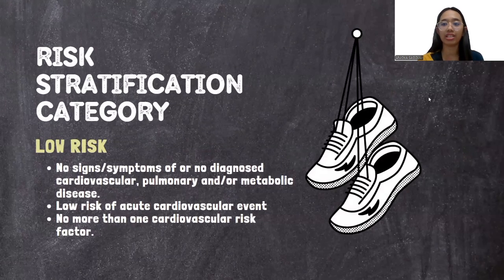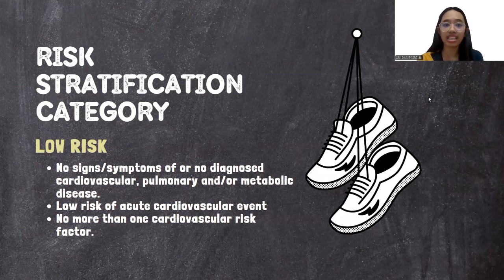Risk stratification category allows us to identify whether an individual is at higher risk of cardiovascular events during exercise. Currently, I am at low risk. This is because I have no signs or symptoms or no diagnosed cardiovascular, pulmonary, or metabolic disease. I have low risk of acute cardiovascular event and I have no more than one cardiovascular risk factor, wherein my only cardiovascular risk factor is having a sedentary lifestyle. With that being said, I can now perform exercises without further medical evaluation.